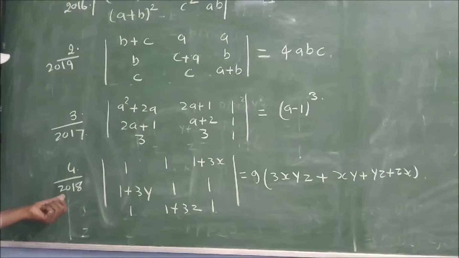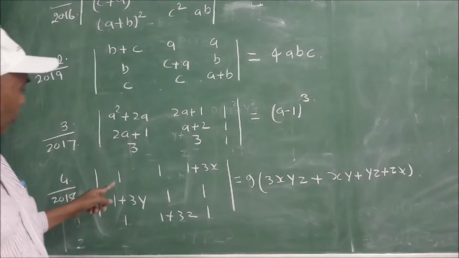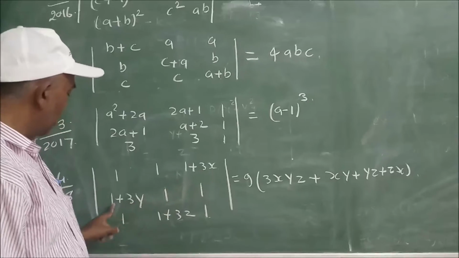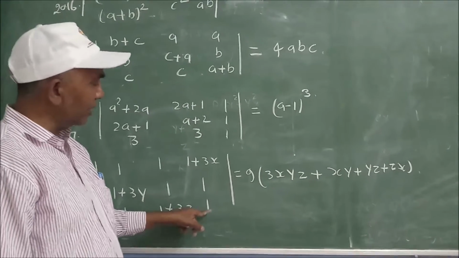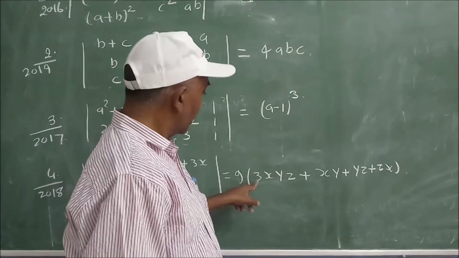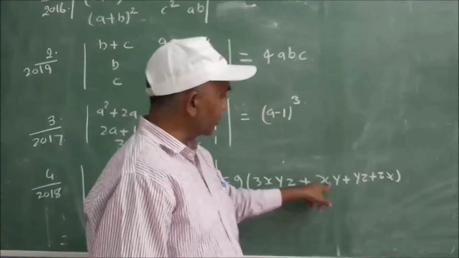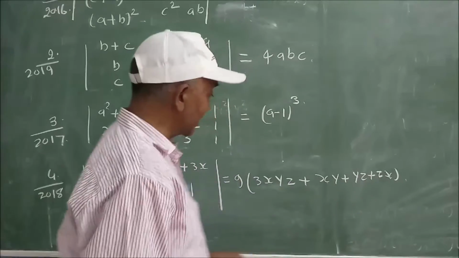Last question is of 2018. So determinant of 1 plus 3x, 1, 1; 1, 1 plus 3y, 1; 1, 1, 1 plus 3z. This will equal to 9 into 3xyz plus xy plus yz plus zx.